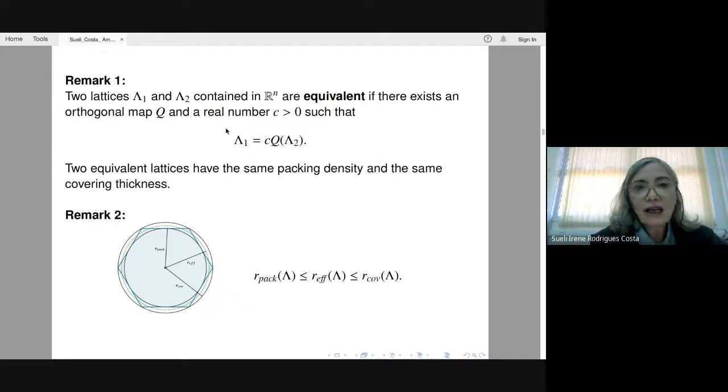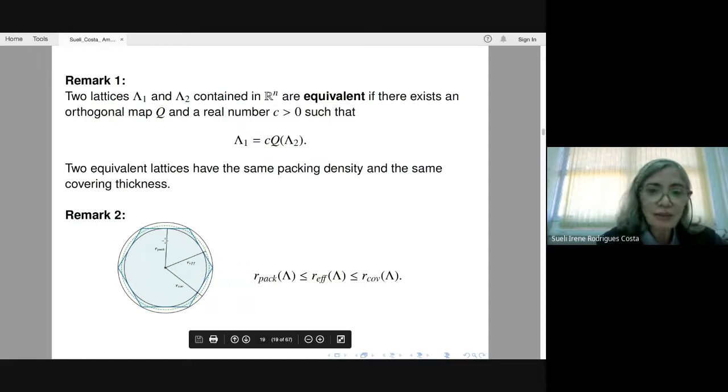We say that two lattices are equivalent if one is obtained from the other by an orthogonal matrix and a constant. So one is a rotated and scaled version of the other. Two equivalent lattices have the same packing density and the same covering thickness, right? Here, just a comparison. We have the Voronoi region for the diagonal lattice, the packing radius, and the covering radius, right?